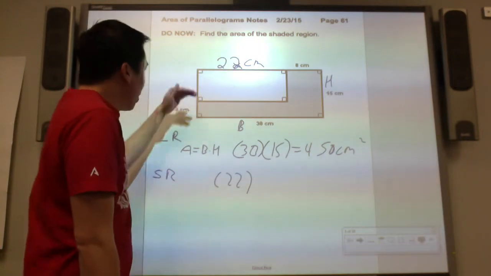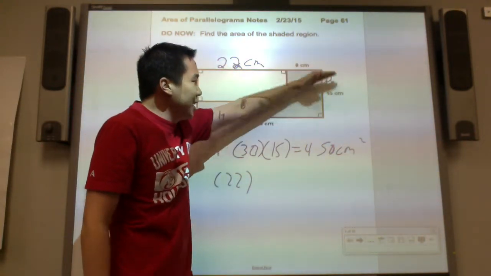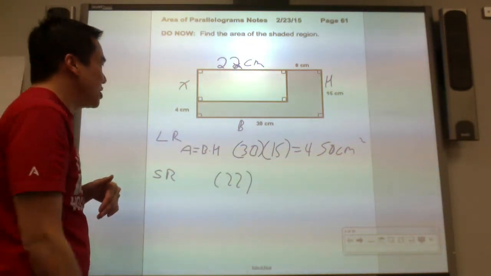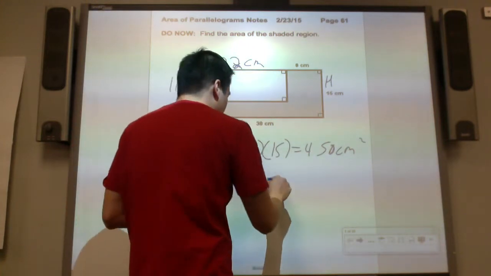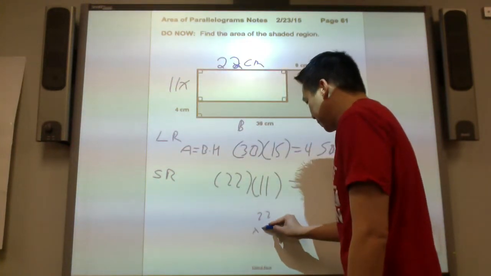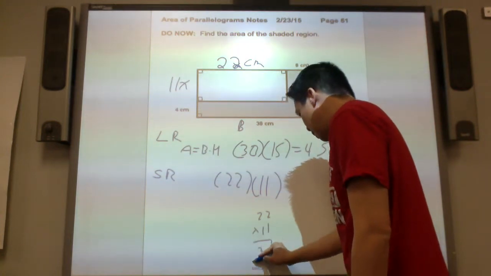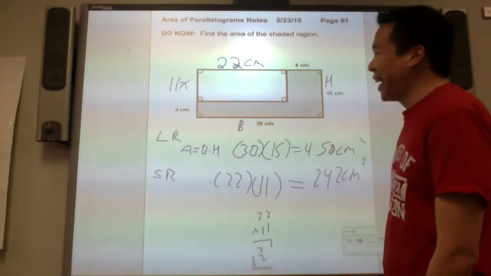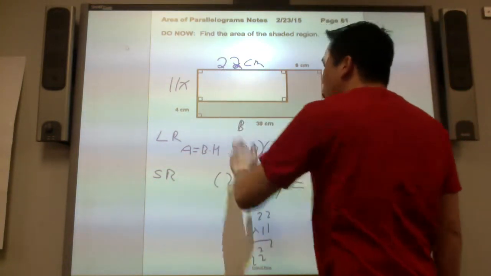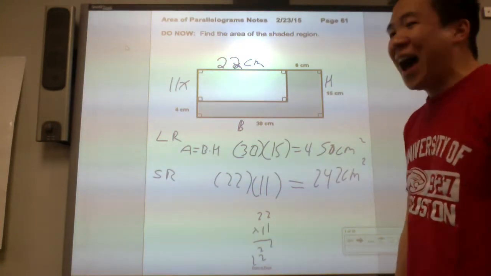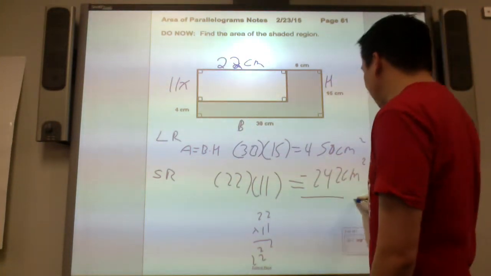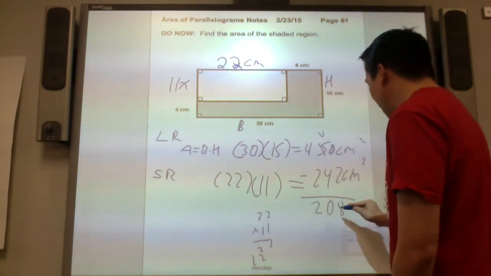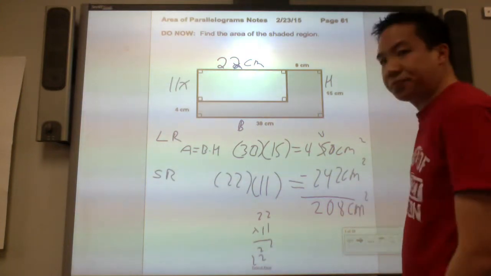And the height. The height is 15, but from here to here is 4. What should I replace x with so it adds up to 15? 11. So 22 times 11 is 242 square centimeters. And then it says find the area of the shaded region. Is the smaller rectangle shaded? No. I need to remove it, so I subtract these two numbers. 450 minus 242 is 208. 208 square centimeters is the answer.